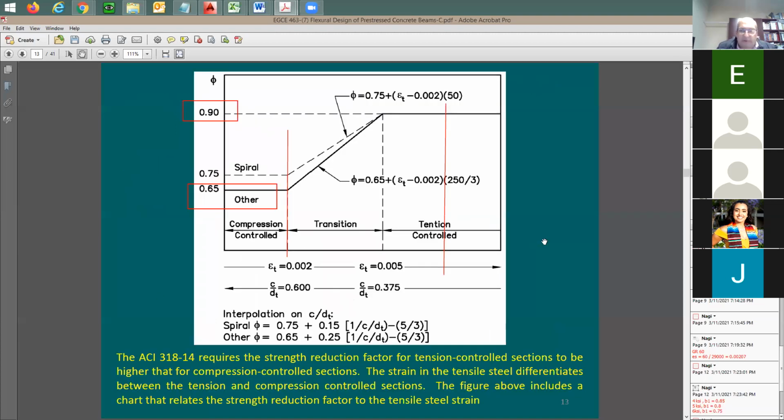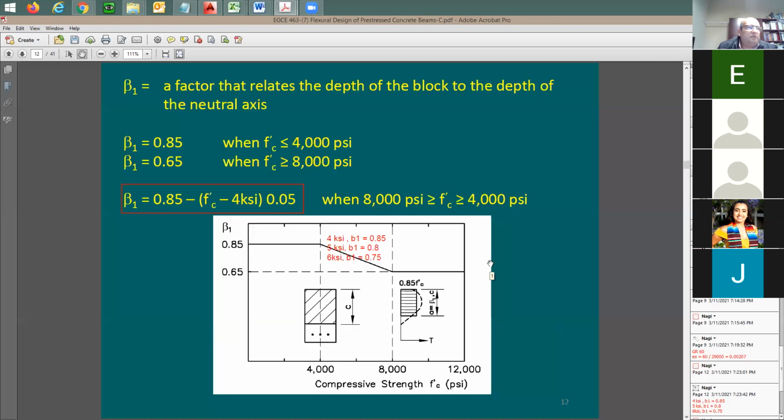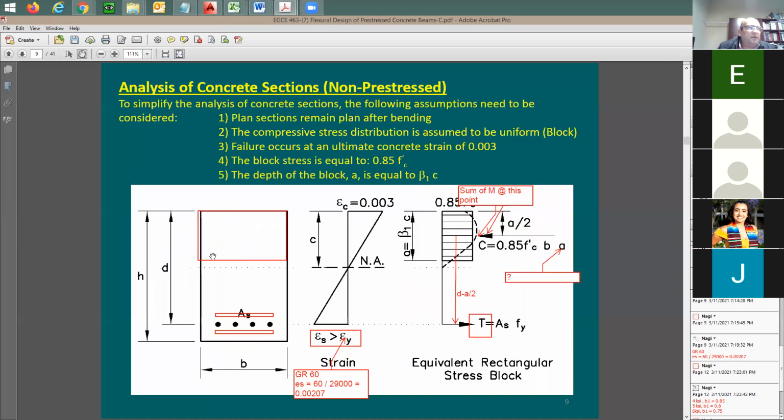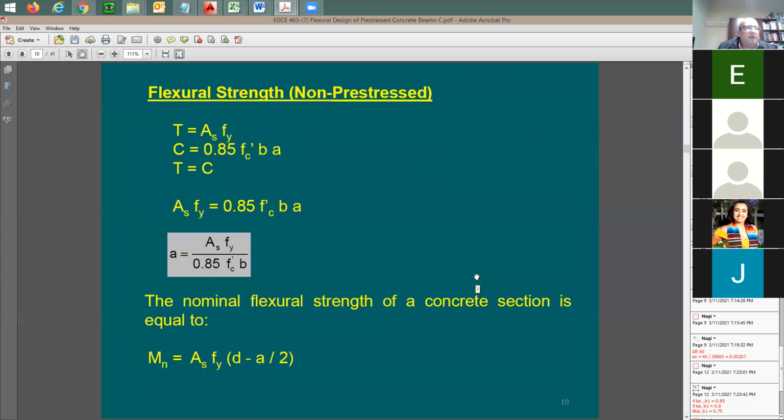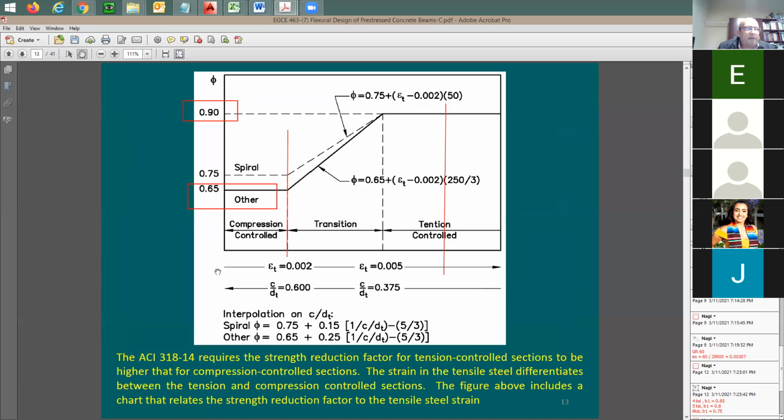This phi factor, we went through it. We know about this from the 408 course. This is going to be simple. You figure out the strain in the steel, and once you have it, you can find out the phi factor. Another way of doing it is to find out c over d. What's c over d? I'm going to take you back here. You find out the ratio of this c over d, and once you have c over d, you can find out the phi factor.